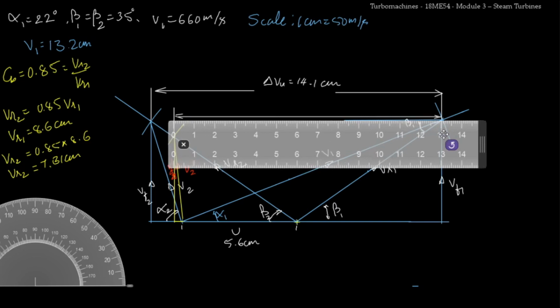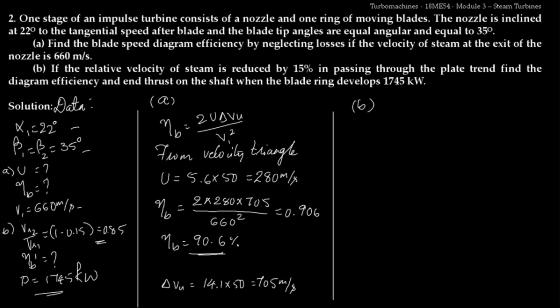Here we can see that it is 13 centimeter. Now for the second case, I'll write it as delta VU dash as 13 centimeter. So I have to use this data to calculate the required parameter. So here for the second case I need to find out the blade efficiency. Again I'll call this as delta B dash, which will be equal to 2 into U will not change, delta VU dash divided by V1 square.